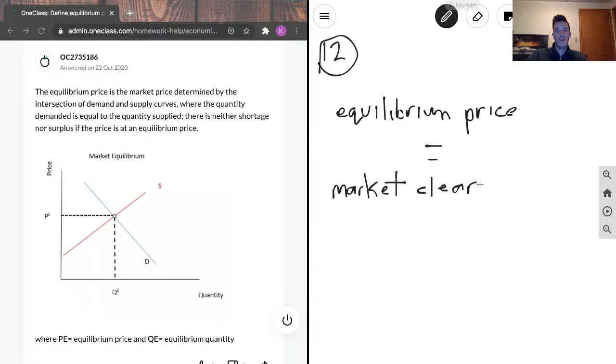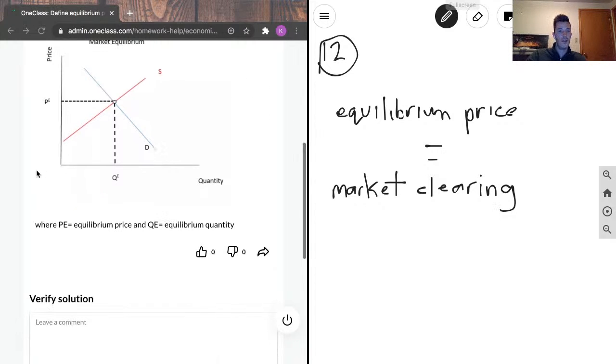So if there are 50 houses for sale on the market, if they are priced at equilibrium price, then there will be the same number of buyers as there will be sellers, and as a result, all of the houses will be bought up. There won't be any buyers that didn't get a house, and there won't be any sellers that didn't sell their house.